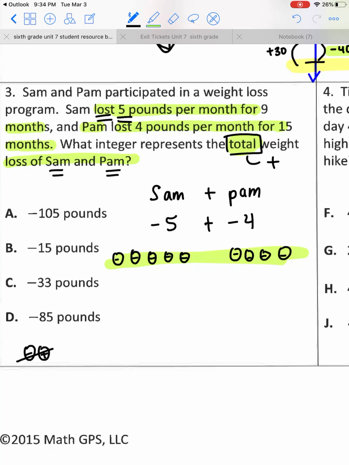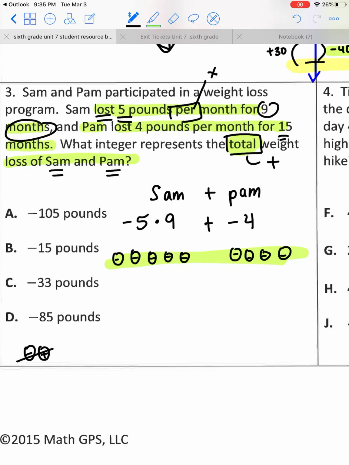I forgot to note that Sam lost 5 pounds for 9 months. So every month she lost 5 pounds, which means the keyword here is "per", and the keyword "per" stands for multiplication. Therefore, if she lost 5 pounds for 9 months, then you should have negative 5 times 9, plus negative 4. How many months did Pam lose 4 pounds for?